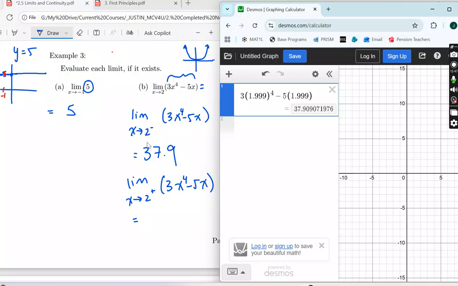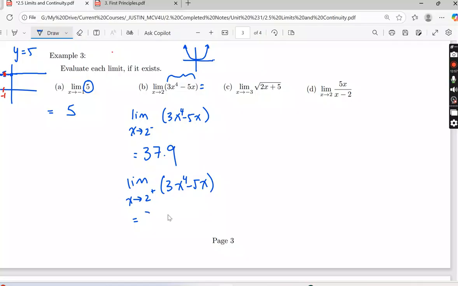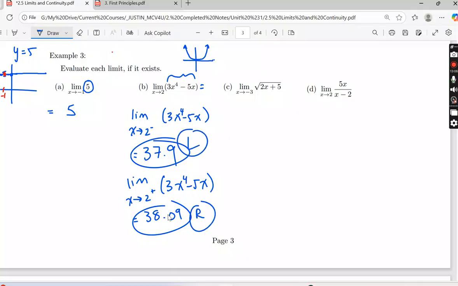And then approaching 2 from the right, 2.001 gives 38.09. So it's clear that from the left and from the right, it is approaching 38. Okay?